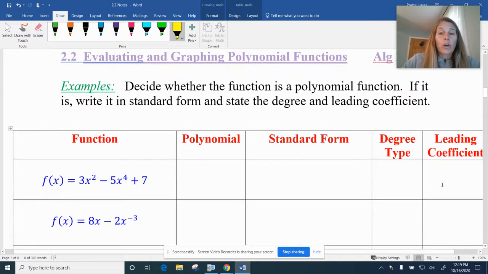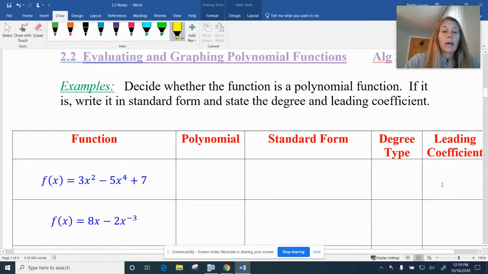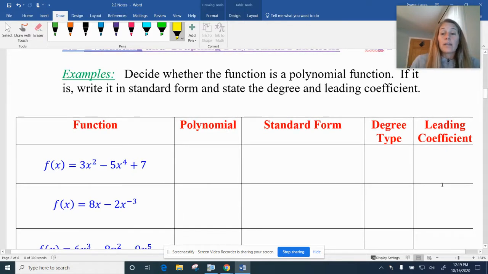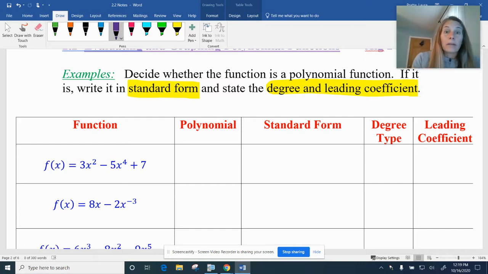Okay, so let's practice this a little bit. So we have this chart on the next page, and we're going to decide whether the function is a polynomial function. If it is, we're going to write it in standard form, and then we're going to state the degree and the leading coefficient. If it's not a polynomial, I just want you to tell me why, okay? So this first one here, we have x squared, x to the fourth, and 7. So it's definitely not in standard form.